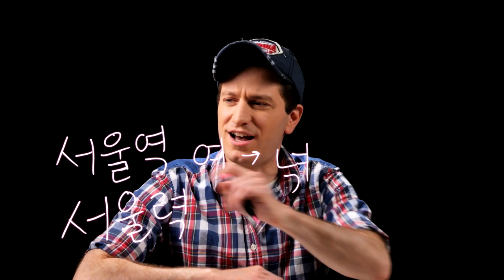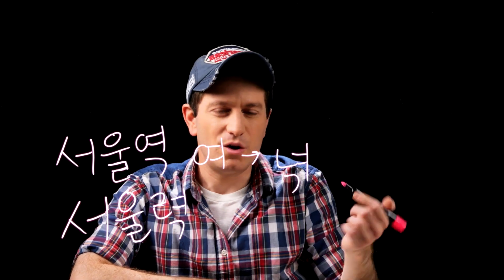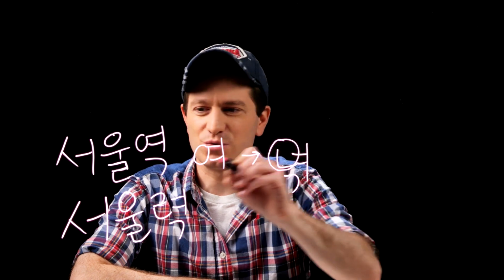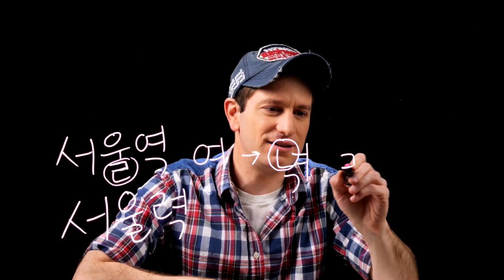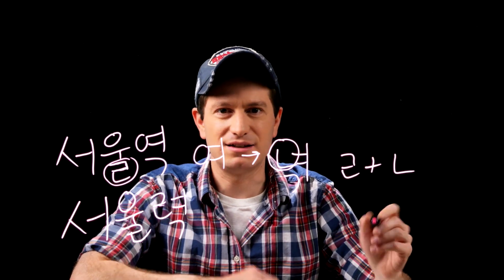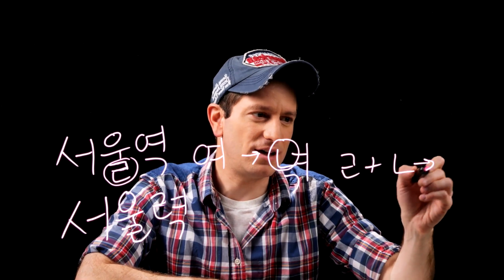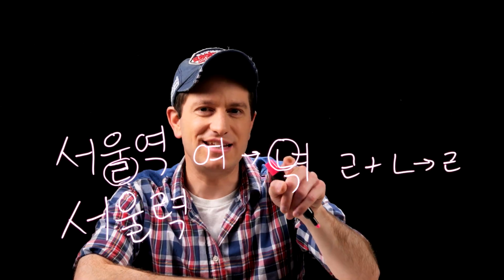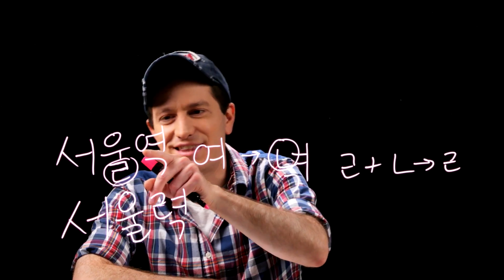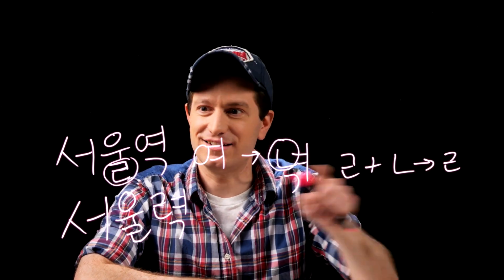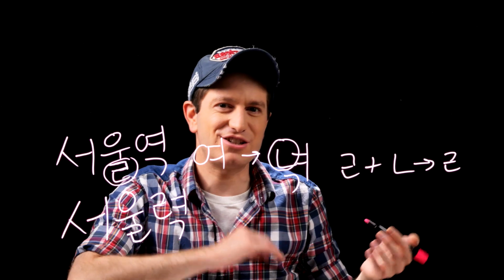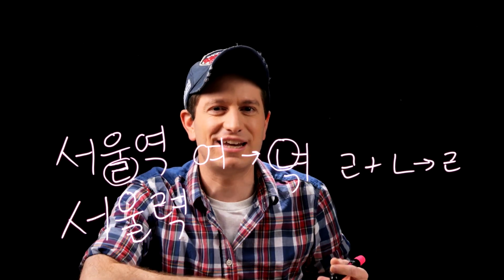Well then, why is it not 서울녁? Well, due to regular sound change rules, when you have a ㄹ followed by a ㄴ, or vice versa, they will become, usually, ㄹ. This ㄴ that we've just added then becomes this letter, ㄹ, and you get 서울력. So it's actually two sound change rules working together.